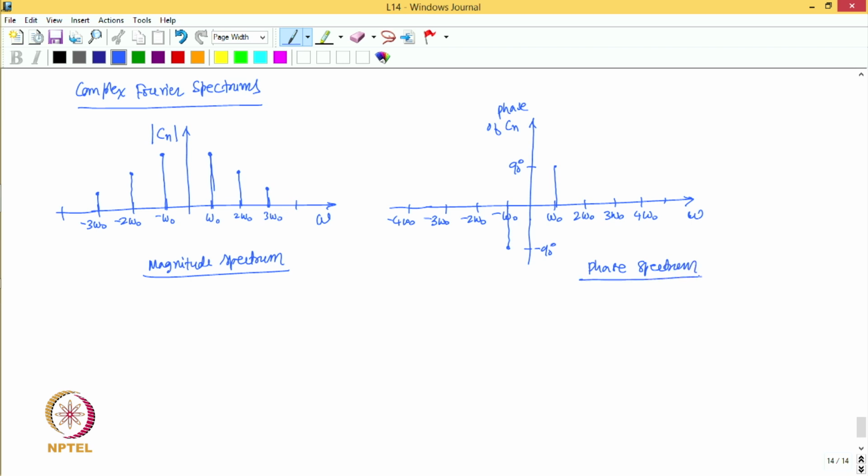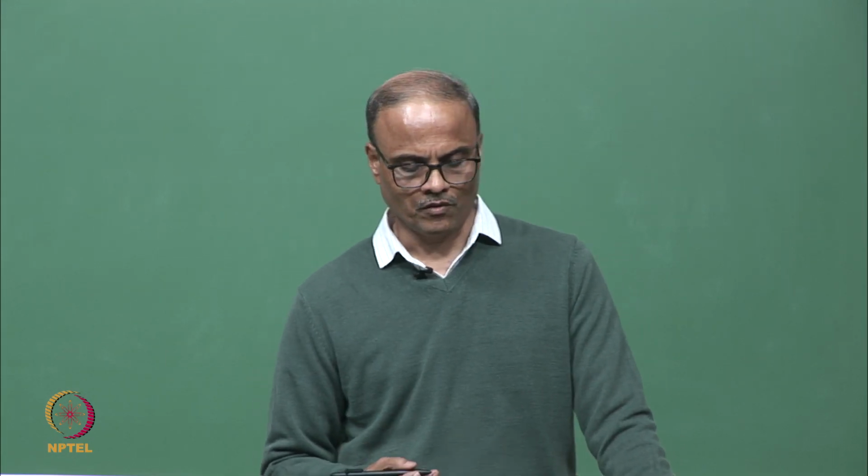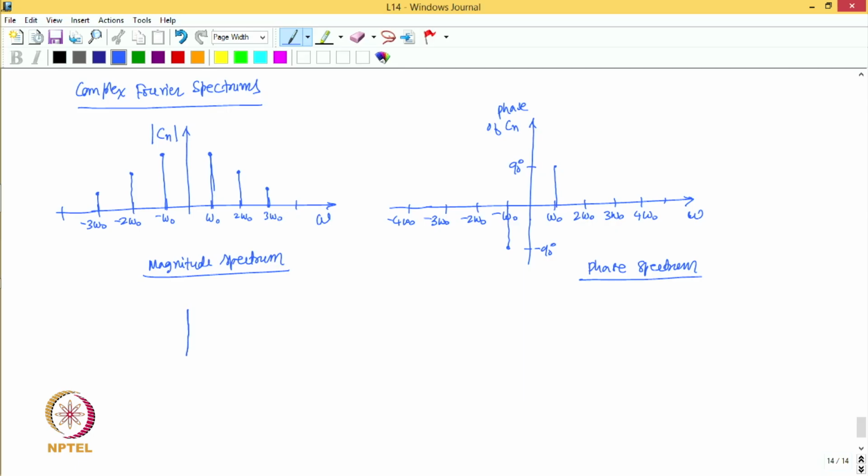An alternative way is to present them as the real and imaginary parts of the complex Fourier coefficients. So, we can have the real part of Cn as a function of frequency, and then we can have the imaginary part of Cn as a function of frequency. Again here we will have both positive and negative frequency components.